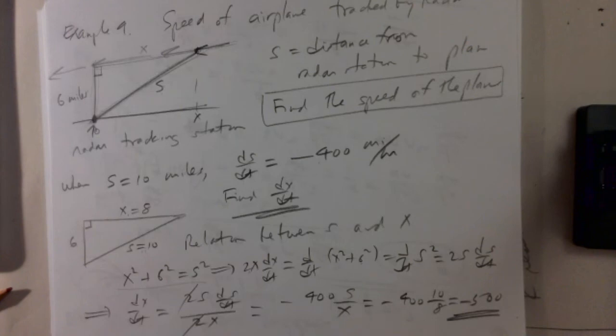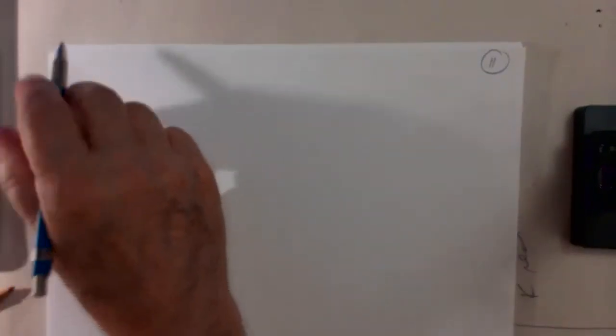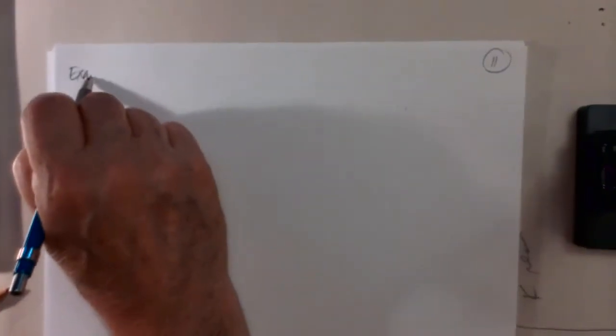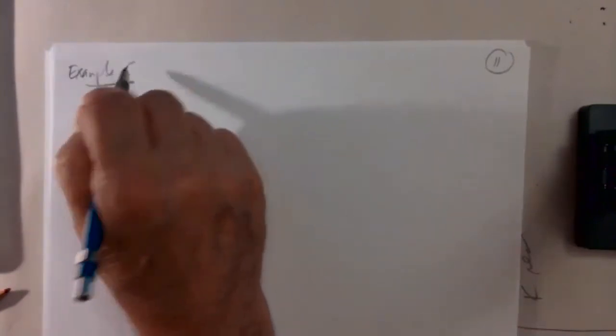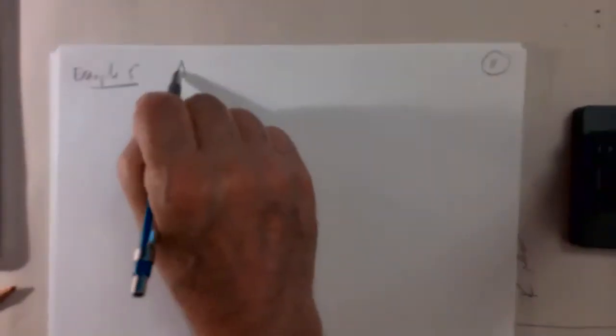Okay. I'll do one more problem, and then we'll continue on Monday. So this is example 5, angle of elevation.